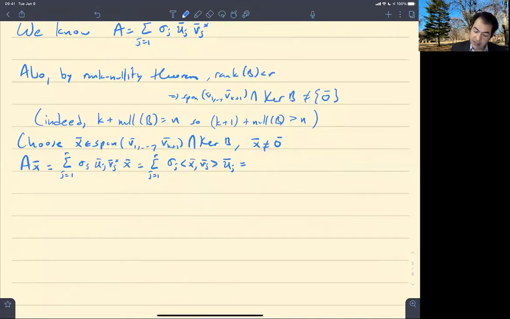And this, because x is inside the span of the first k plus 1 vectors, I can stop this sum at k plus 1 without losing anything. After the k plus 1, all of these are 0. So this is equal to the sum, j goes from 1 to k plus 1 of the same thing.